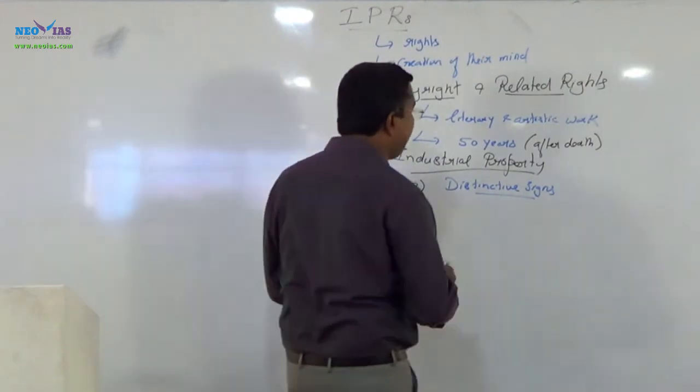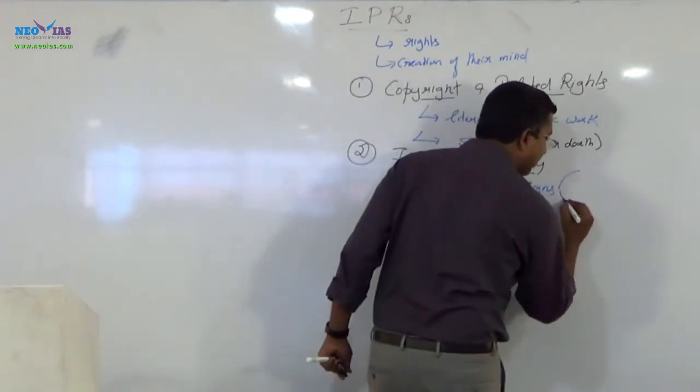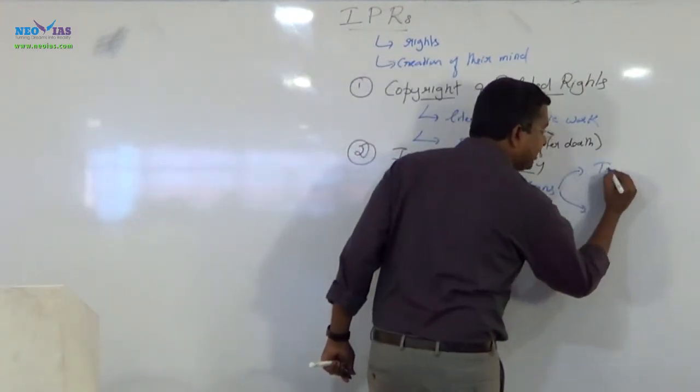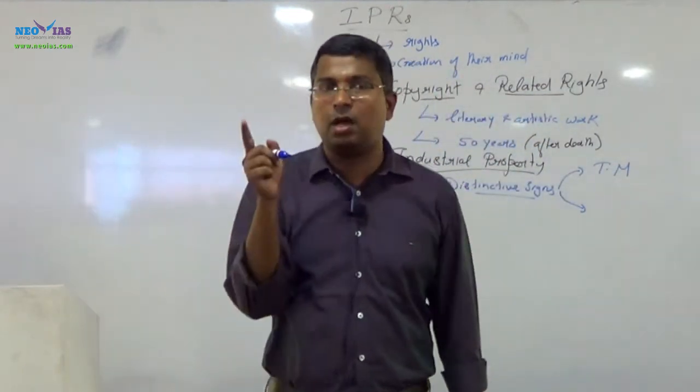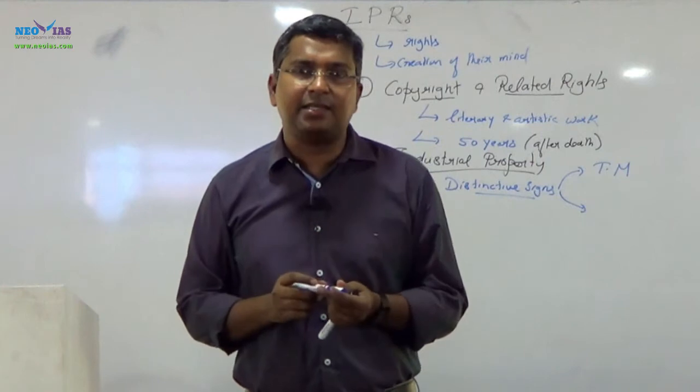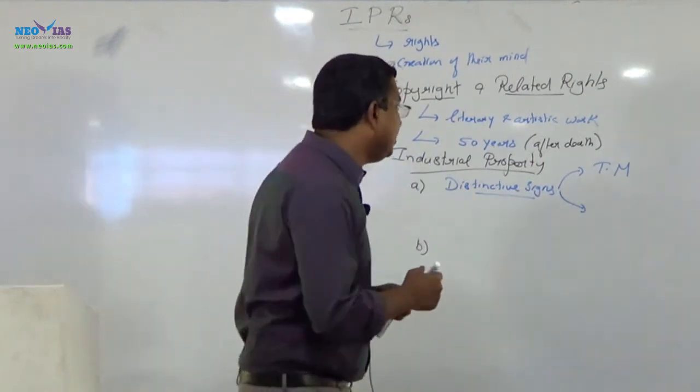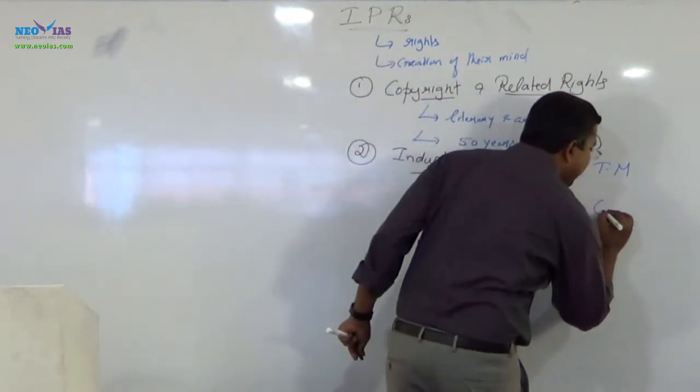Now the second type. Under distinctive sign, one is trademark, TM. You have seen the TM, trademark. The other IPR is geographical indications.